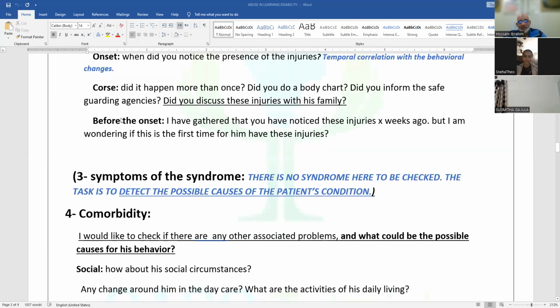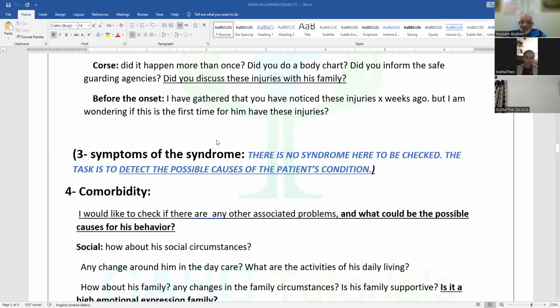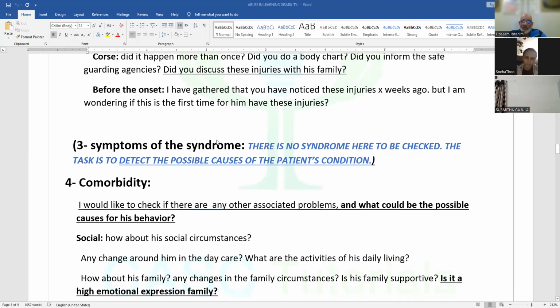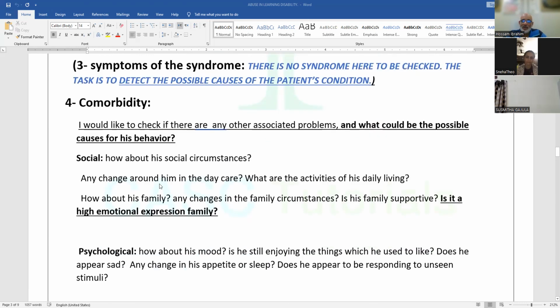Now there is no symptoms of syndrome. It's something which is easier in this station, that there is no syndrome here to discuss. You want to know more about the injuries and what could be the possible reason. The possible reasons of the injuries you are going to put under the comorbidity. So I would like to check if there are any other associated problems and what could be the possible reasons for this behavior. And we know that this could be under the biopsychosocial. So you ask about the social possibilities for these reasons. Tell me more about his social circumstances, any change around him in the daycare. So the social part here includes his home and the daycare.